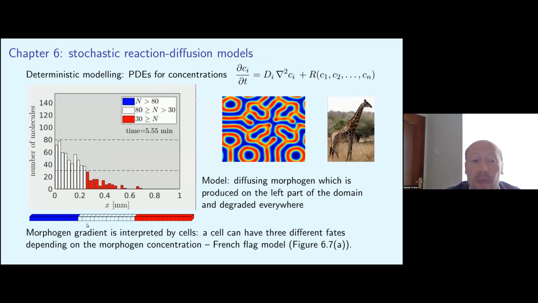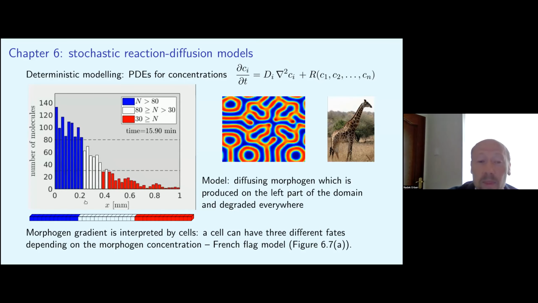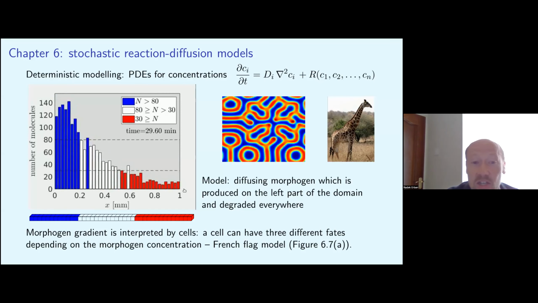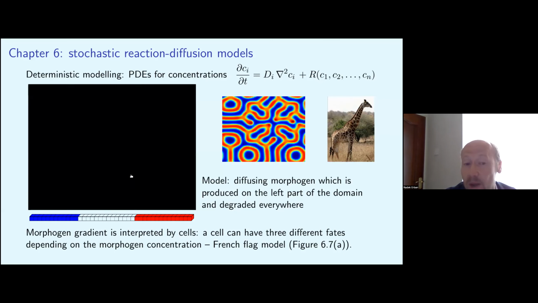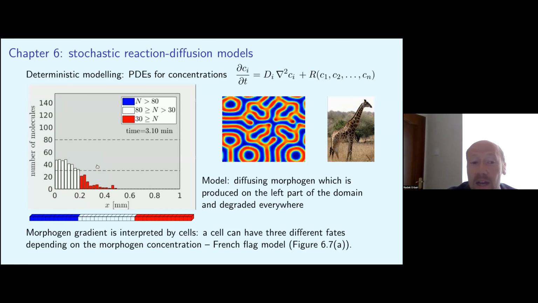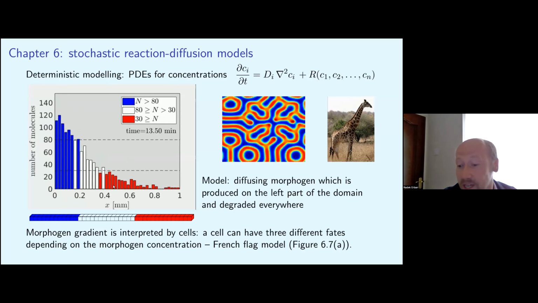You can see that if I use a stochastic model, which describes everything in terms of the number of molecules in the domain, then I'm getting a noisy pattern. This is just one realization of a stochastic reaction diffusion system. Again, I kept the same thresholds. You can see that there is some underlying pattern, but also some fluctuations at these boundaries.